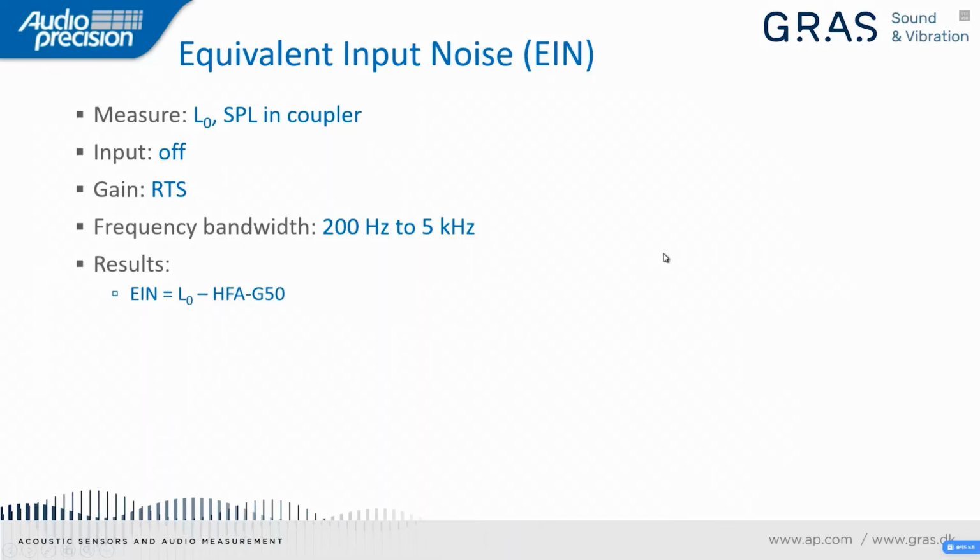The equivalent input noise is another important metric. Here, there's no input. There's no signal being generated acoustically into the hearing aid. We're just measuring a quantity L0, which is the noise in the coupler. The gain of the hearing aid is set to the reference test setting, and the frequency that we're measuring over is bandwidth limited from 200 hertz to 5 kilohertz. Then we calculate the equivalent input noise, which is equal to the measured level in the coupler minus the HFA gain at 50 dB input SPL.